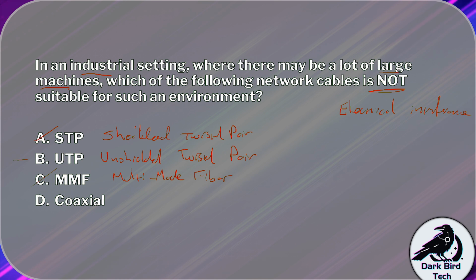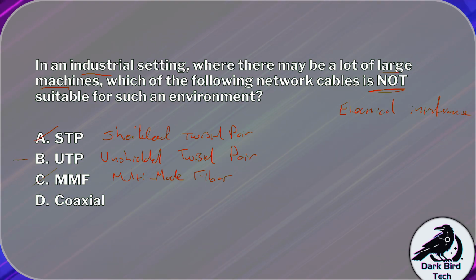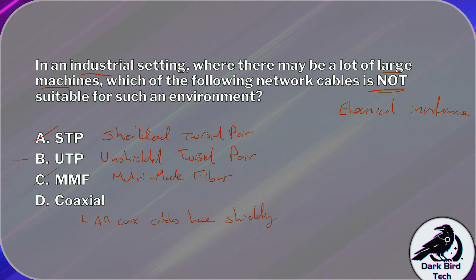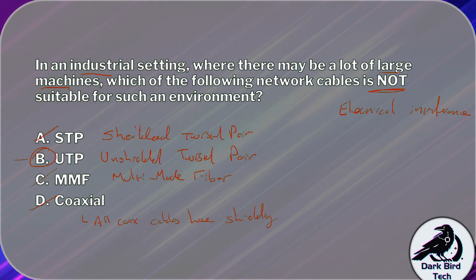Coaxial. A lot of you might be looking at going, that's slow, that's old, it's copper-based, but here's the thing. All coaxial cables actually have shielding in them. That metal layer just below the outer jacket is both grounding and also shielding, so it would work fine in an interference environment, albeit very slowly. Unshielded twisted pair is the problem in an industrial setting.